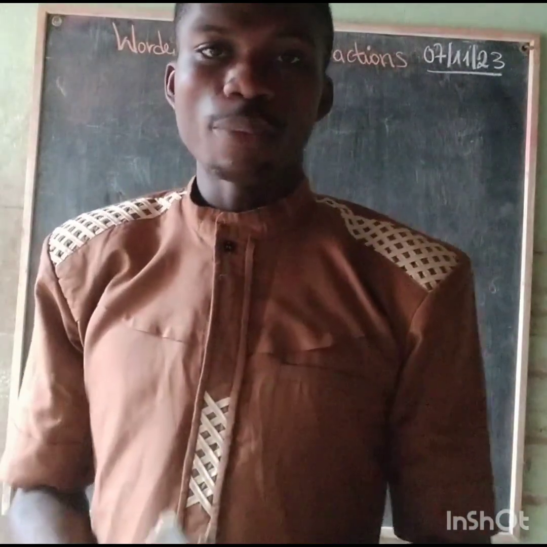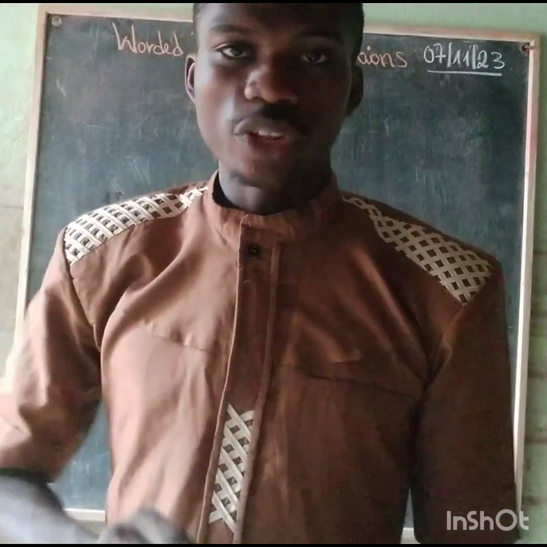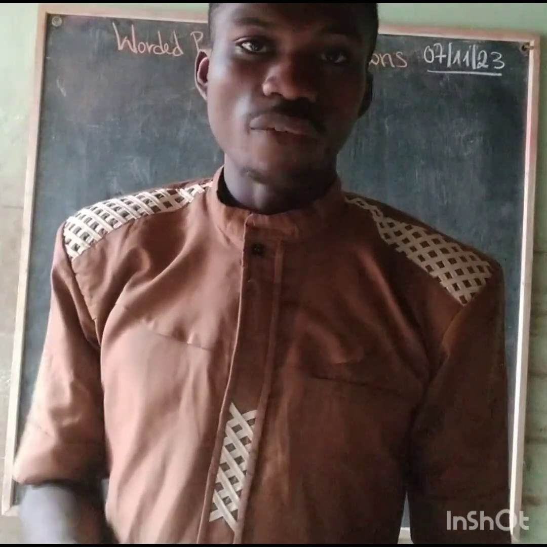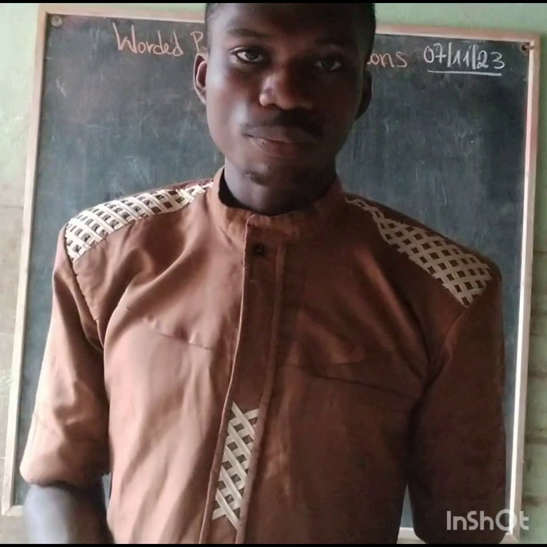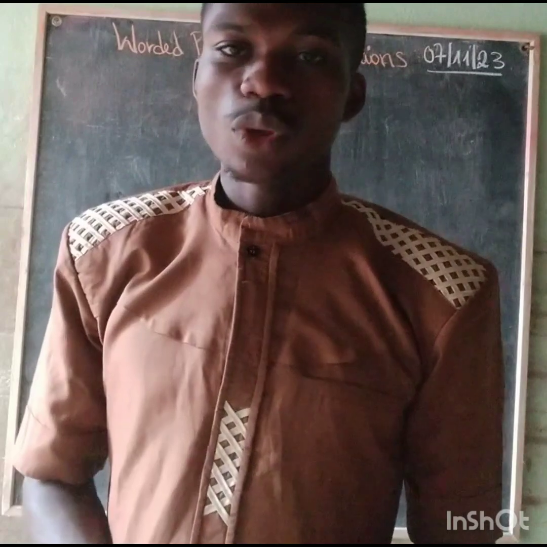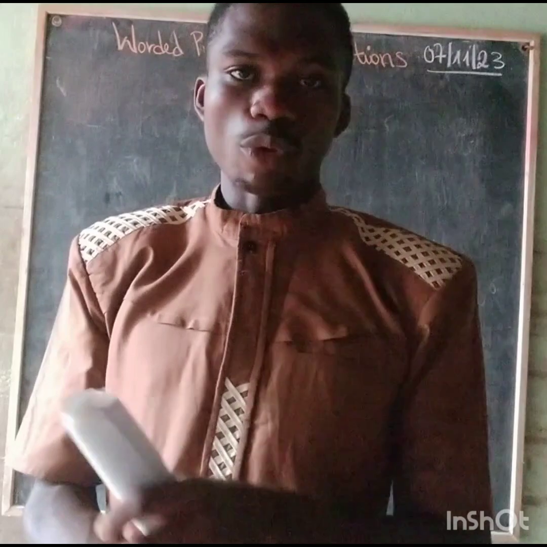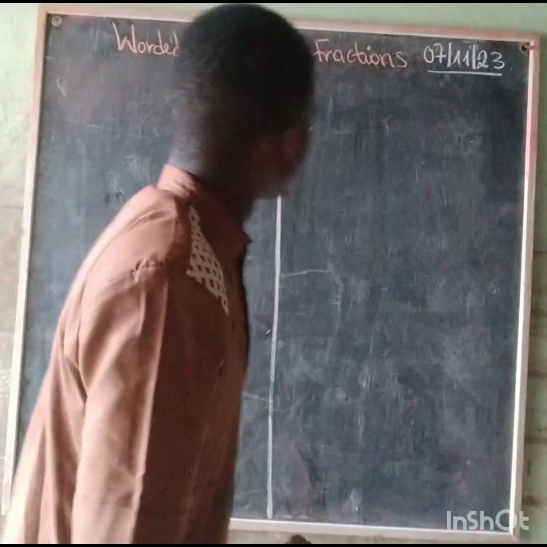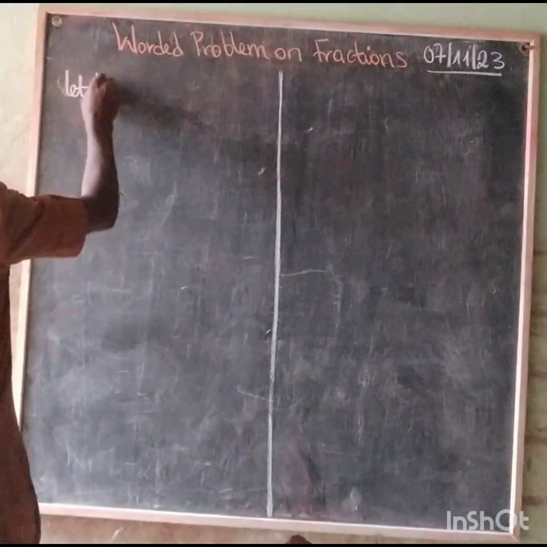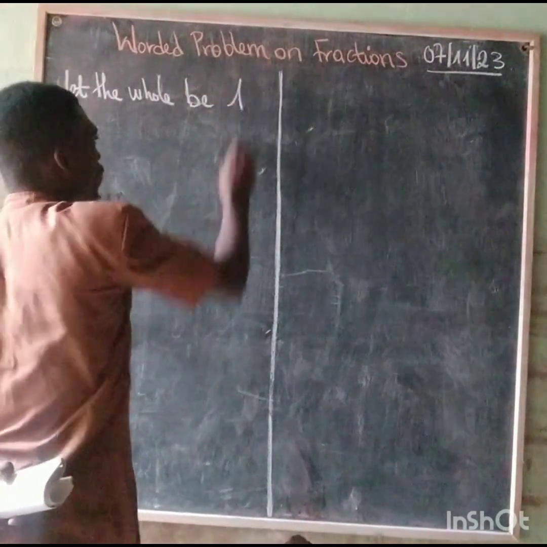So a boy borrowed a book from the school library. On the first day he read 2/5 of the book. On the second day he read 1/3 of the remainder of the remaining pages, and finally we still had 24 pages left. So now we are required to find the total number of pages in the book. To start with, let the whole be 1.